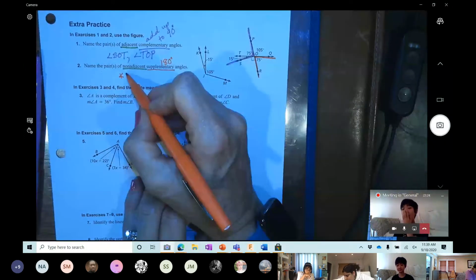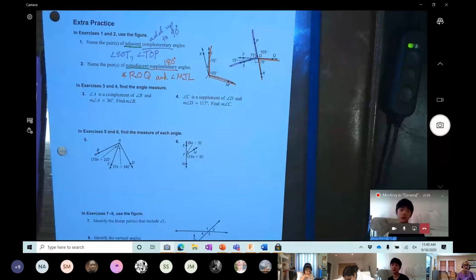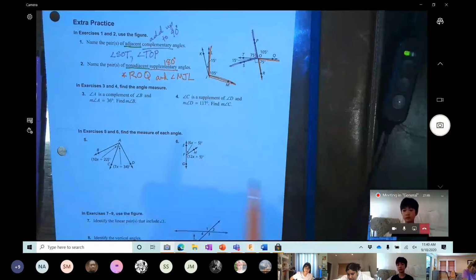So that's ROQ. And here's a 105. That adds up to 180. MJL. That's one example. Now on Kahoot, there's more than one possibility, but on Kahoot, there will only be one. This is just a worksheet.